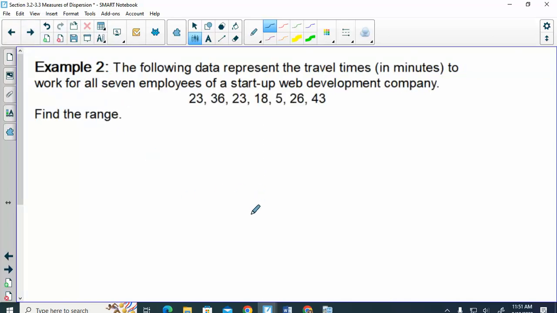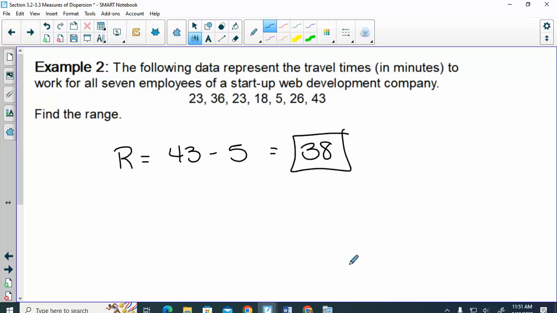So let's go back to that example we did yesterday several times with our 7 employees. If I wanted the range, range is just your highest minus your lowest. So what was my highest commute time? 43. Minus my lowest. 5. So we have a range of 38 minutes.